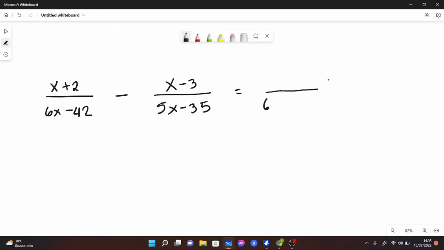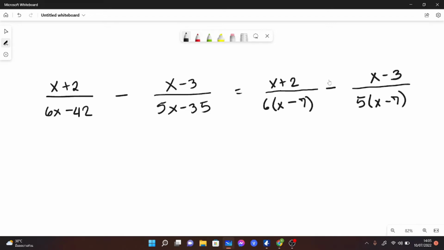6, then we have x minus, so 42 divided by 6 is 7. Let us check. 6 times x is 6x. 6 times negative 7 is negative 42. So copy the numerator. Then we have minus. The common factor of 5x and minus 35 is 5, so we have x minus 7. All right, so x minus 3.